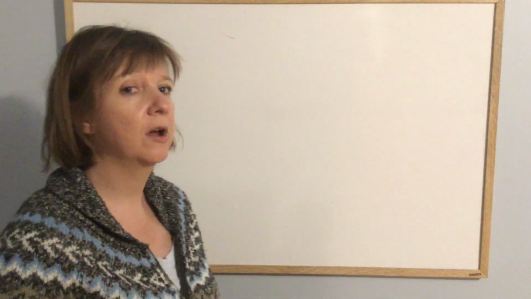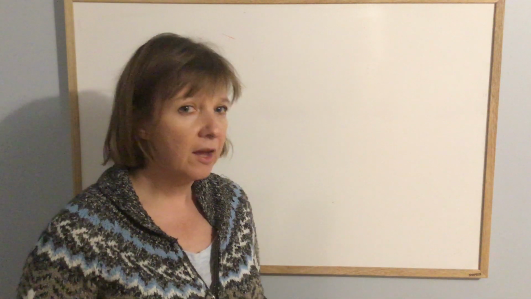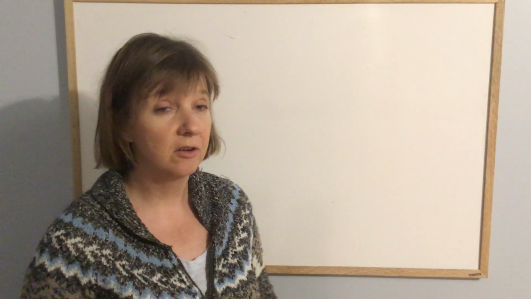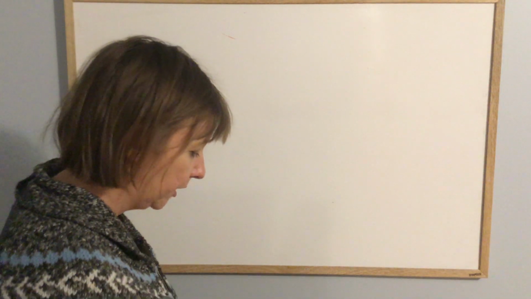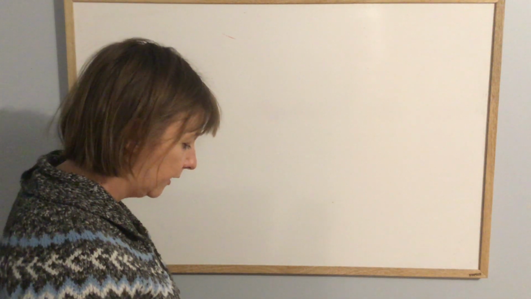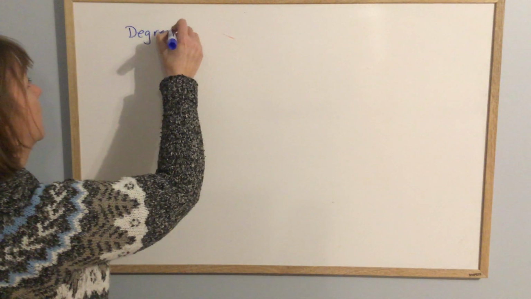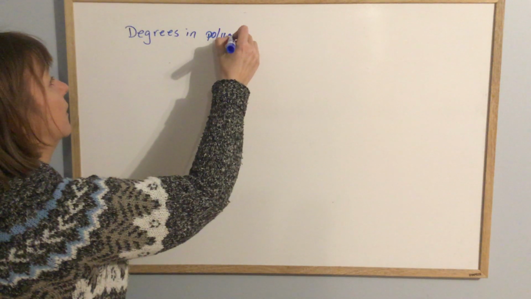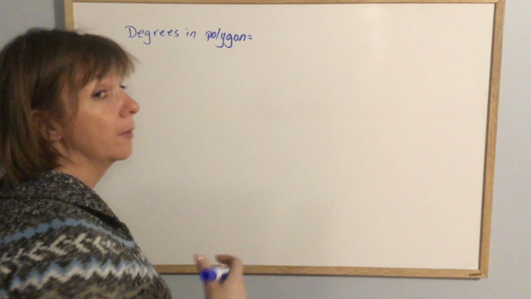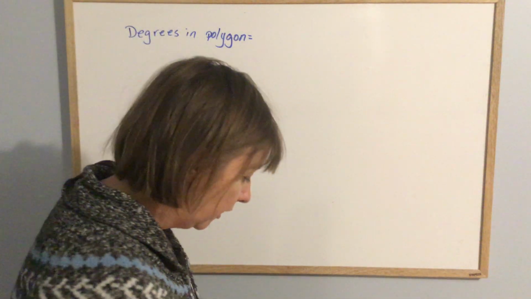We know that all the angles in a triangle add up to 180. All the angles in a four-sided object add up to 360. But why is that? It's not just because I told you that. There's a reason. There's actually a formula for figuring that out, if we want to know how many degrees are in a polygon. A polygon just means a many-sided object. I don't care how many sides it has, octagon, pentagon, hexagon.